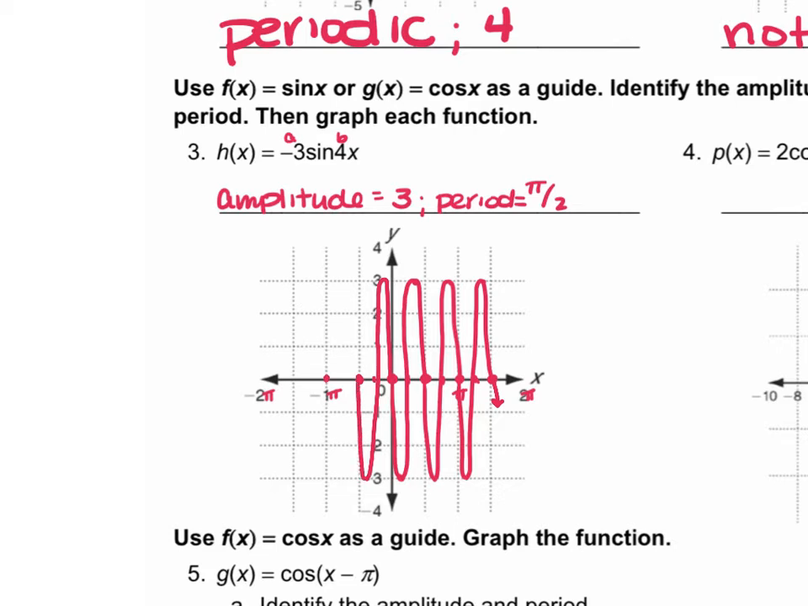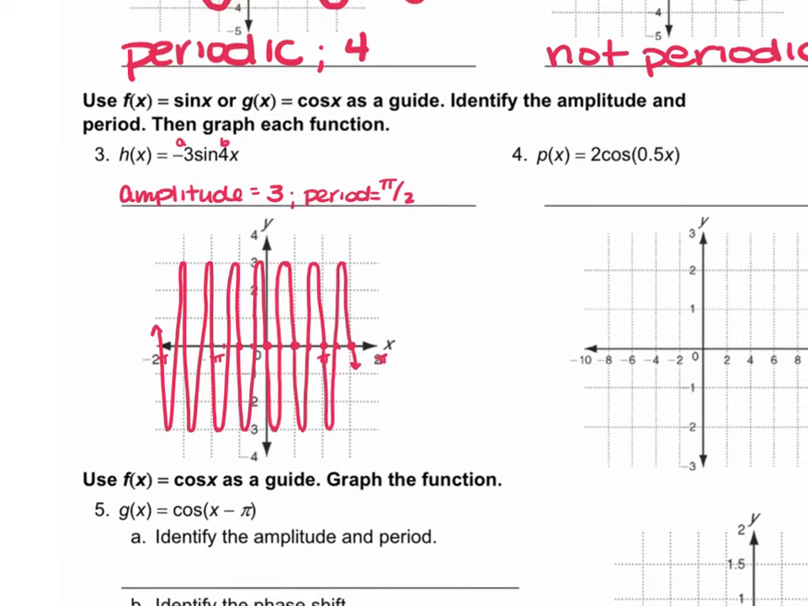Same thing, I'm going to go up to positive 3, halfway between, then go down to negative 3, go back up to my x-axis. Keep doing this throughout my entire coordinate plane. And then I'm good.